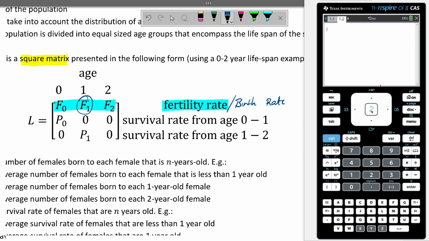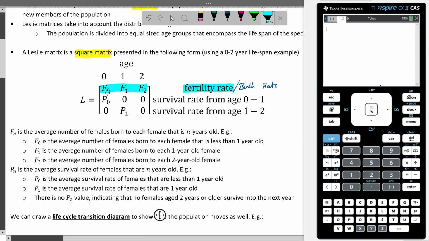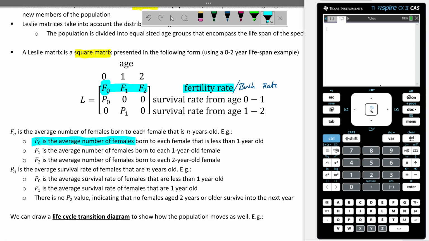F of 1 is going to tell me the average amount of babies born to a 1-year-old. F of 2 is going to tell me the average amount of babies born to a 2-year-old. Now, another important thing to remember is that a Leslie matrix only cares about females. So when we read the definition of what f of 0 is giving to us, f of 0 is the average number of females born to each female that is less than 1-year-old.